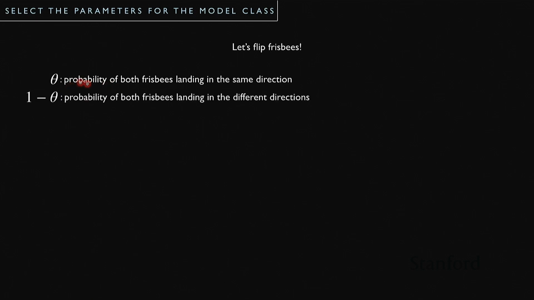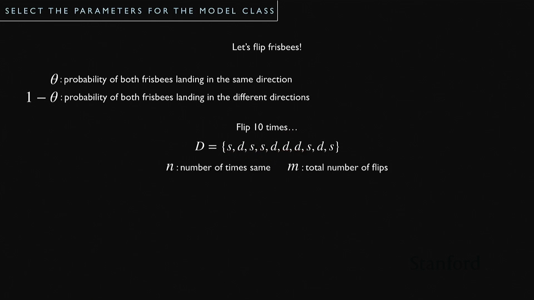So we're going to learn this parameter that we call theta, which is the probability that both frisbees land facing the same direction. So then 1 minus theta is the probability that the frisbees land in different directions. We're going to want to collect some data. So let's say we collected this data where we did 10 flips and we got these results. They landed same, different, same, different, different, different, and so on. We're going to summarize this by saying n is the number of times that they landed facing the same way up, and m is the total number of times that we flipped the frisbees.